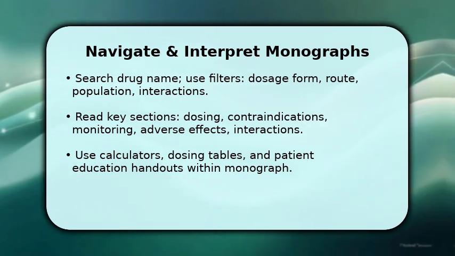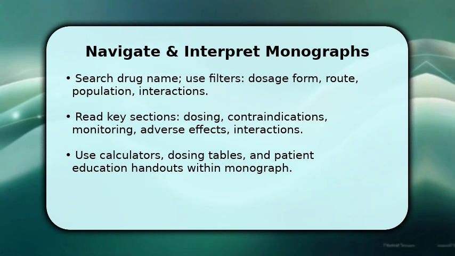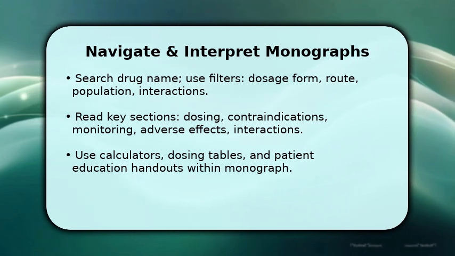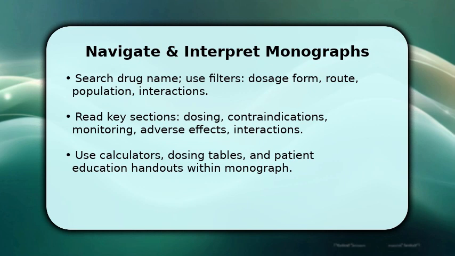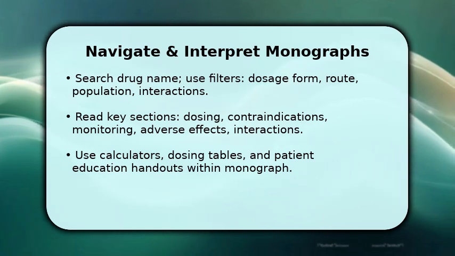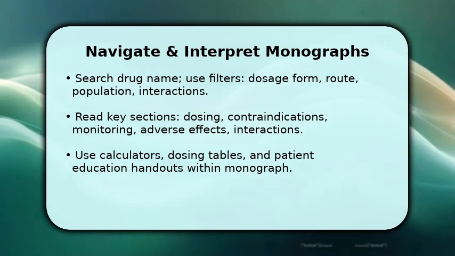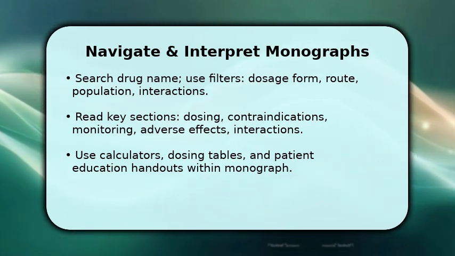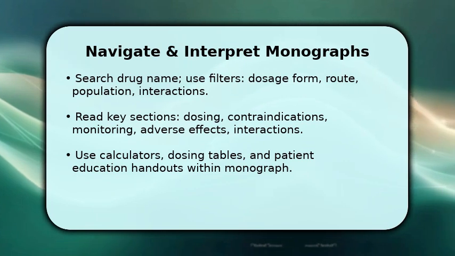Once the monograph opens, read the dosing, contraindications, monitoring, adverse effects, and interactions. These explain how and why recommendations exist. Use embedded calculators and dosing tables for weight-based or renal adjustments. They reduce error. Also open the patient education handout to copy clear counseling points.